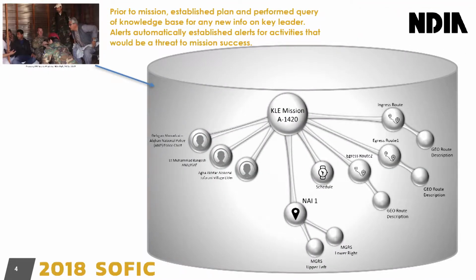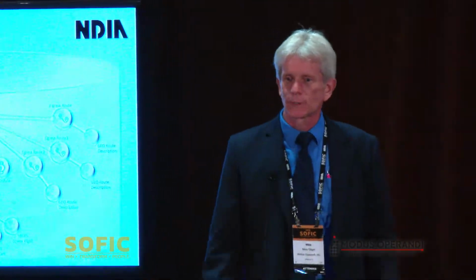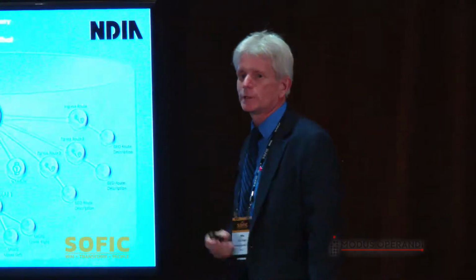Within the mission, we had the key leaders, naturally, right? But I've also defined egress and ingress routes. I have the geo descriptions for those. I have the schedule for how the mission should be run. And of course, the named area of interest where all this is going to run in, so we can go ahead and track various pieces of information. So they establish this when they define the mission.